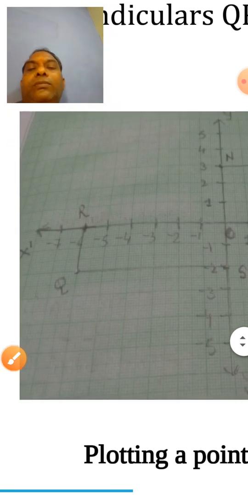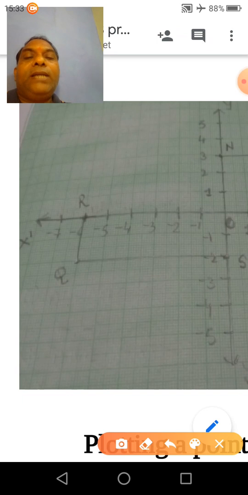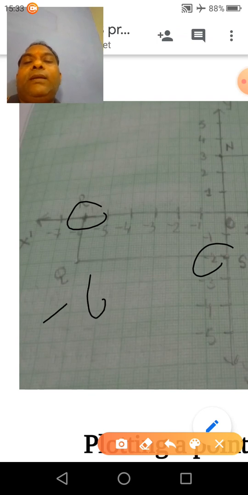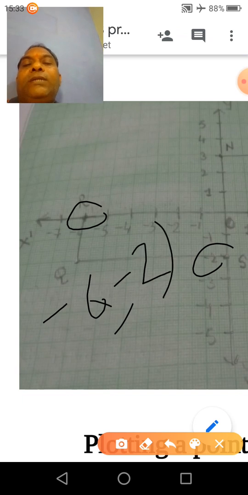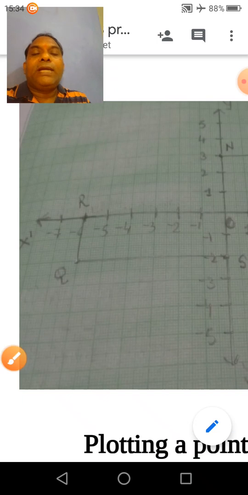Now point Q. Here point Q, its x coordinate is minus 6 units and y coordinate is minus 2 units. So its coordinate will be (-6, -2). Clear? So you can represent the point on the graph.